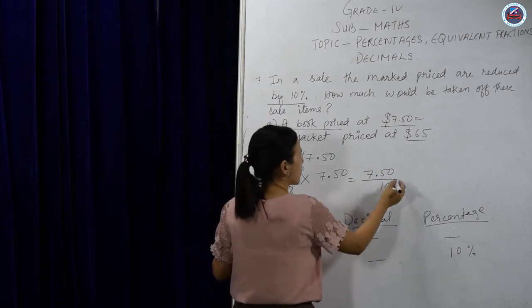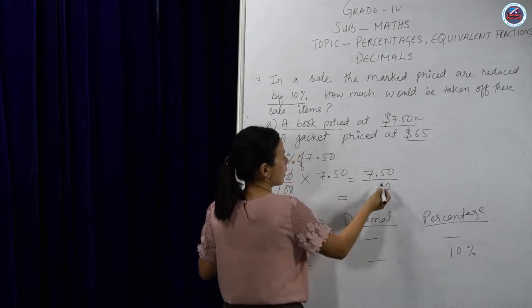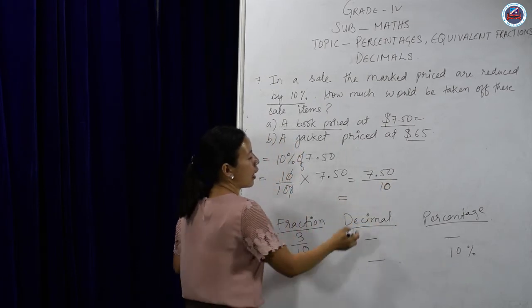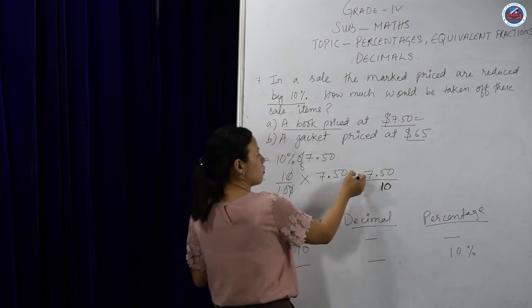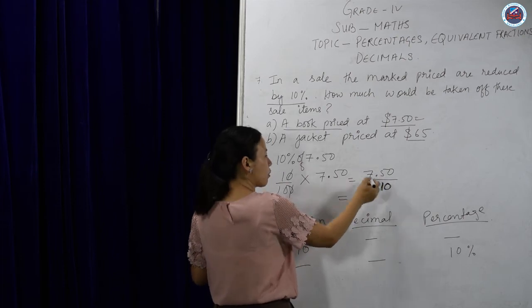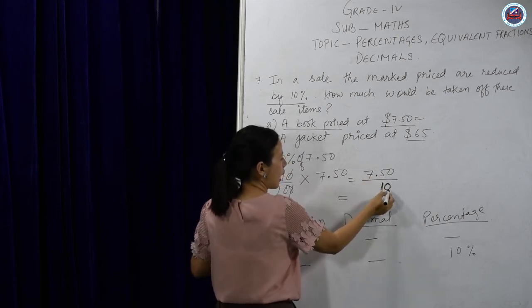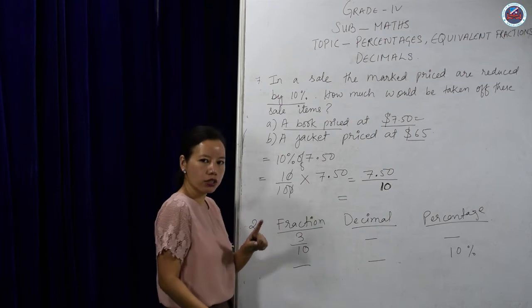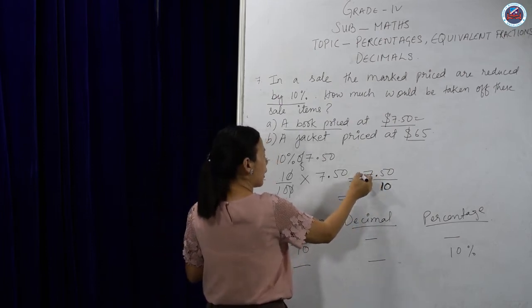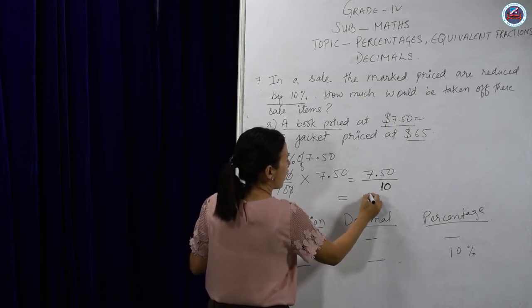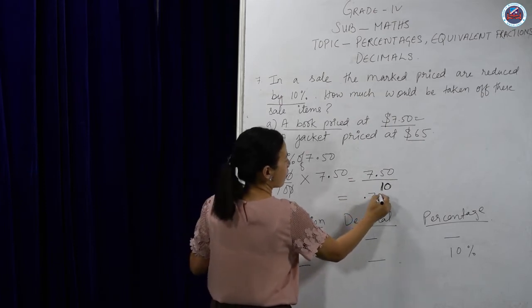So how do we write the answer? Since the bottom number is 10, and in 10 we have a single zero, we will count backward. The point is here, and in 10 we have a single zero, so this point will move back one number, so the point will come in front of 7 and the remaining 5.